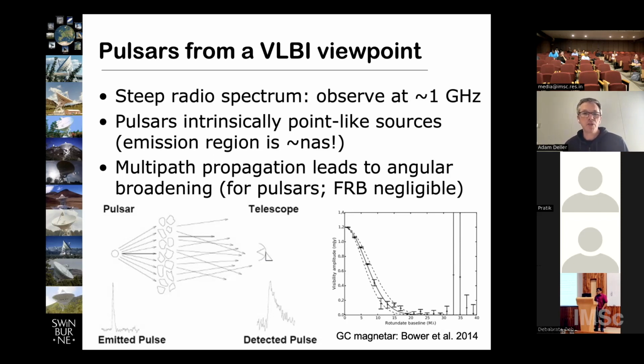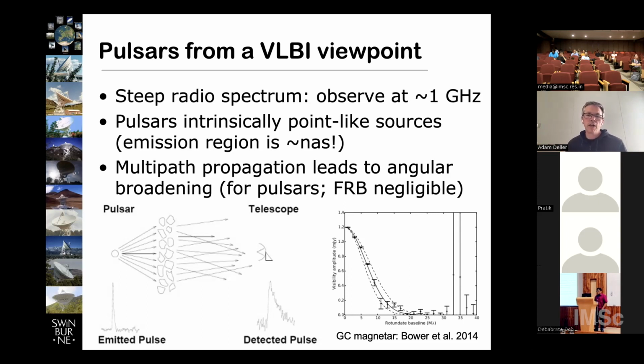The other thing about pulsars that's noteworthy is that they're intrinsically point-like. The size of the emission region, as viewed from the Earth, is of order nano-arcseconds in size. So we're never actually resolving the emitting region of the source. However, the multipath propagation that many of you are probably familiar with, manifesting as a scattering tail in the time domain, also manifests in the plane of the sky as an angular broadening, and that's illustrated down the bottom left of this slide, where the observer at the telescope sees incoming scattered radiation coming from a range of angles on the sky rather than just directly from the pulsar. And so that leads to an angular broadening.